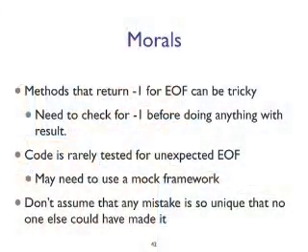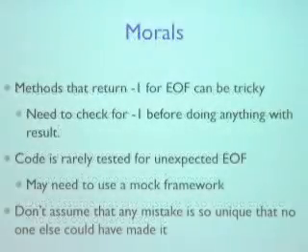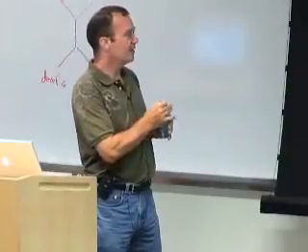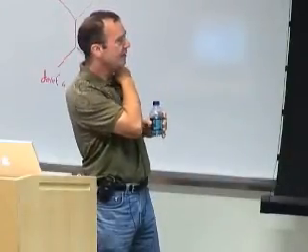Okay. So methods that return -1 for end of file can be tricky. Code is rarely tested for unexpected end of file. You may need to use a mock framework. And don't assume any mistake is so unique that no one else could have made it.